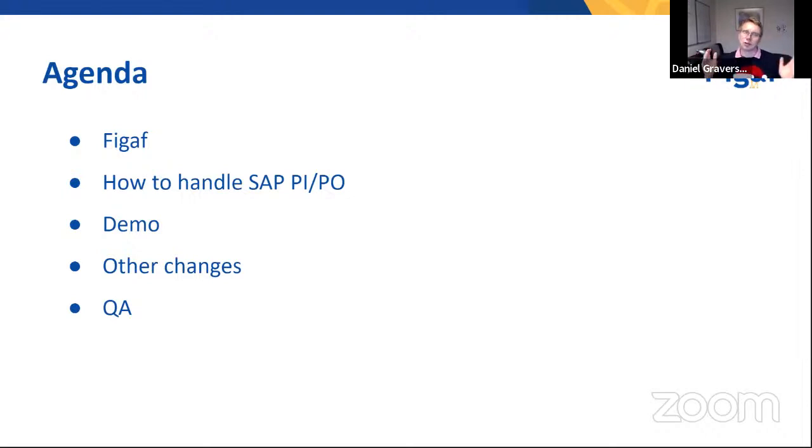So the things I wanted to cover today are Figaf, what we are, and then the new things we have built to make it easier to handle SAP Process Orchestration or Process Integration. Obviously I'll mostly be talking about Process Integration, because that is what we cover the most. Process Orchestration is all the other layers, the BPM, the B2B add-on, and other capabilities that we do not have a solution for at the moment. I'll show you a demo of what's possible, some of the other changes, and then we have time for Q&A.